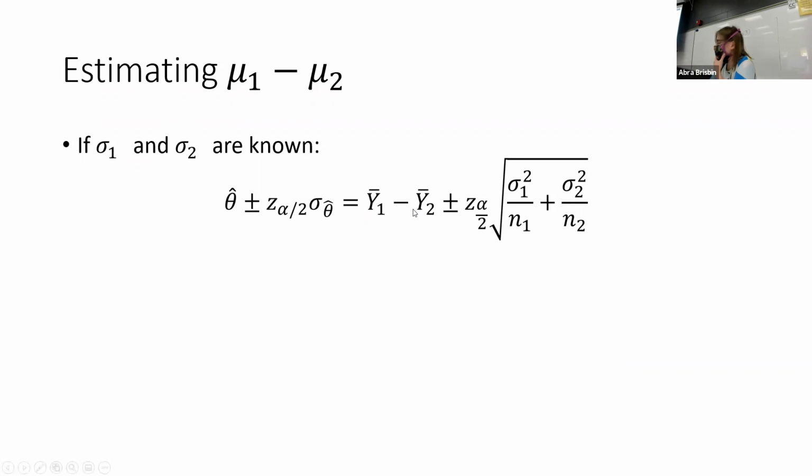So our point estimator is going to be the difference of sample means from our common point estimators table, plus or minus z sub alpha over 2. And then we said that the standard error for y bar 1 minus y bar 2 was the square root of sigma 1 squared over the sample size from group 1 plus sigma 2 squared over the sample size from group 2.